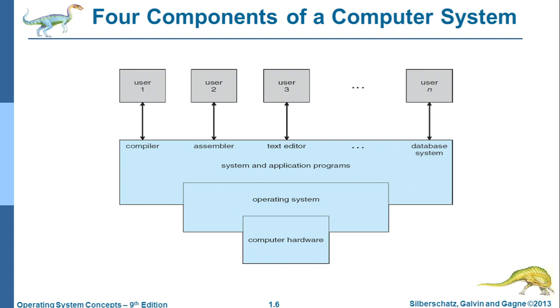Here we can see a computing system. There may be different types of users. Here is user 1, user 2, user 3, user 4, user n. And there will be different types of system software, like compiler, assembler, text editor. These are application and system software. And operating system, this is another type of system software, and computer hardware. These are the basic components of the computer system.